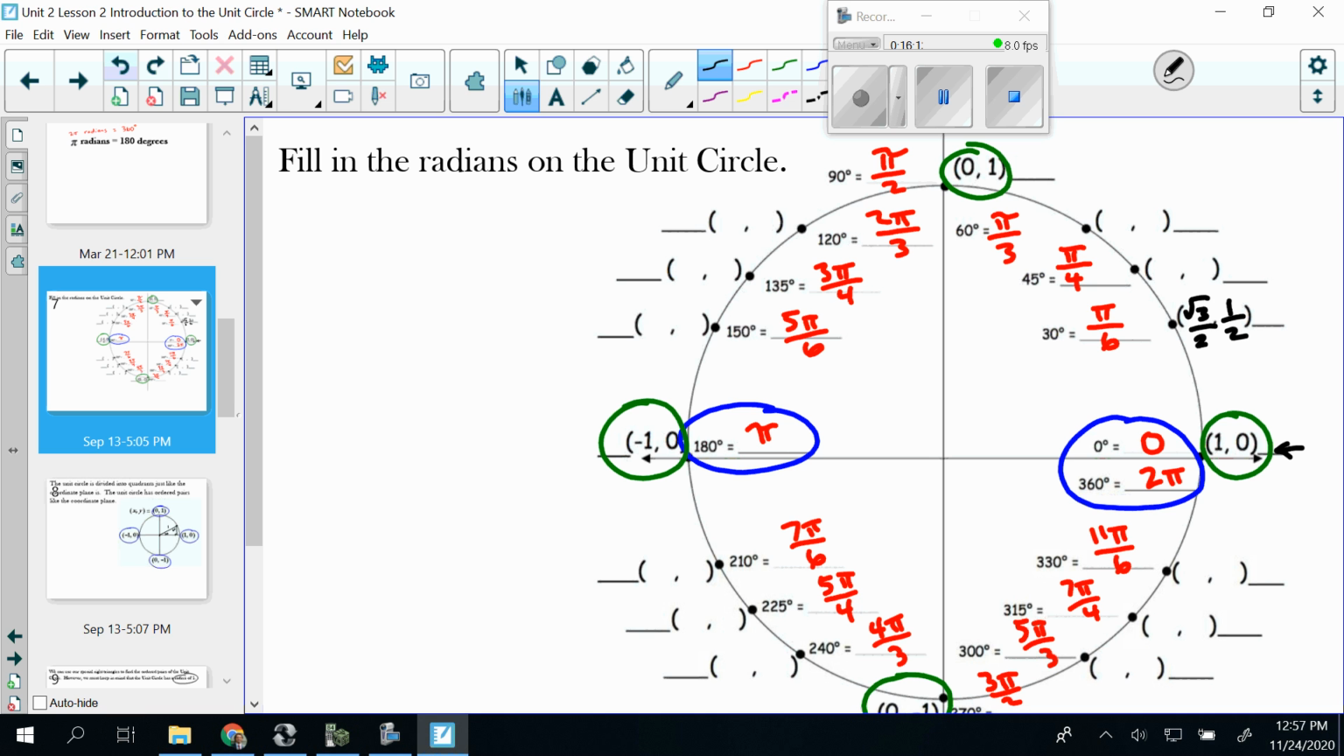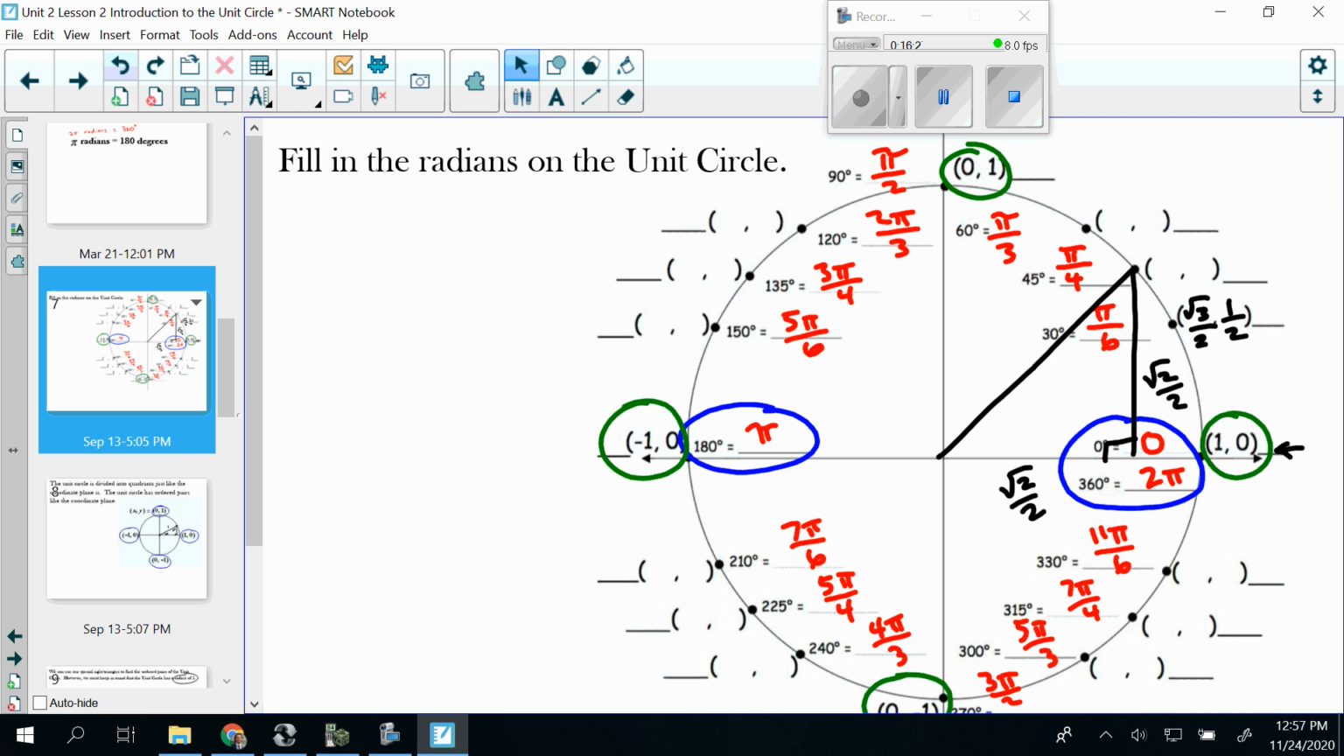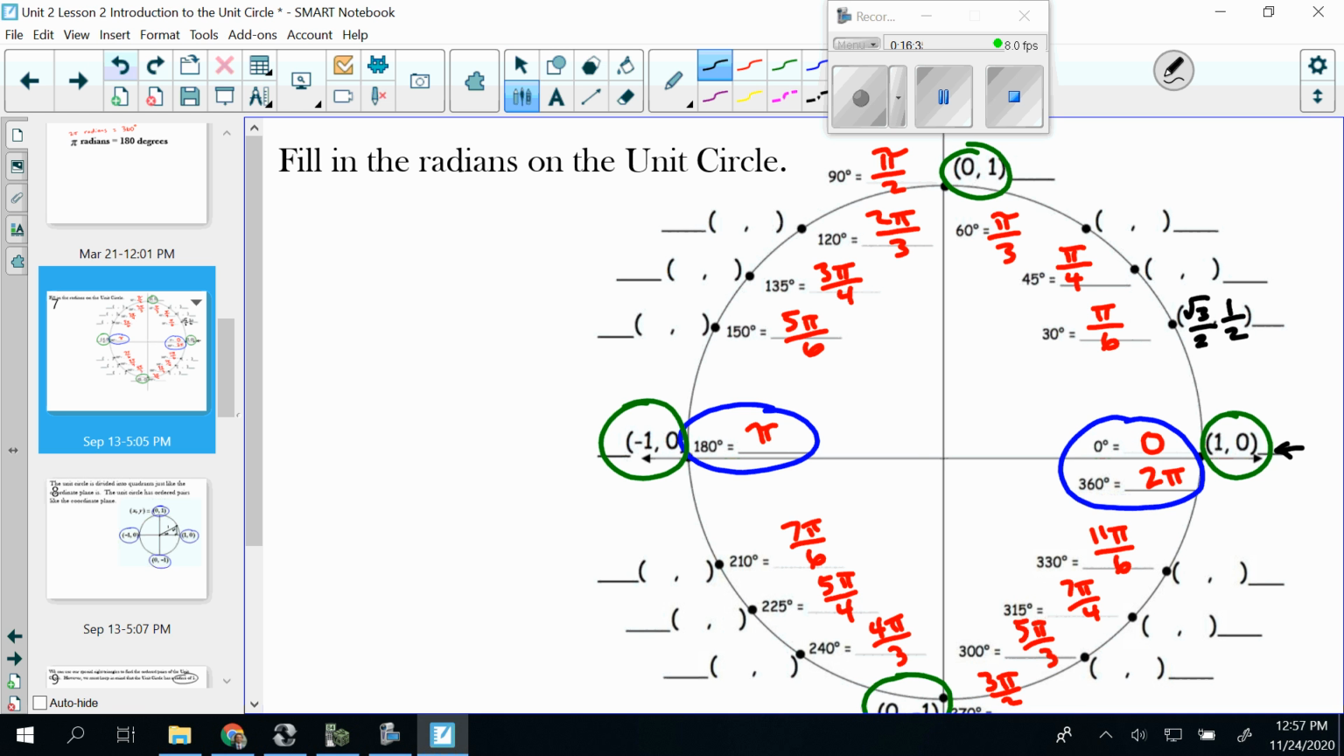All right, what about if it's a 45, 45, 90? Okay, we just had this one up here. We came up with that. This is going to be square root of 2 over 2, and this is going to be square root of 2 over 2. And so in this case, both the x and y values are going to be the same amount. So if we were to fill in that ordered pair, we're going to get square root 2 over 2 and square root 2 over 2.